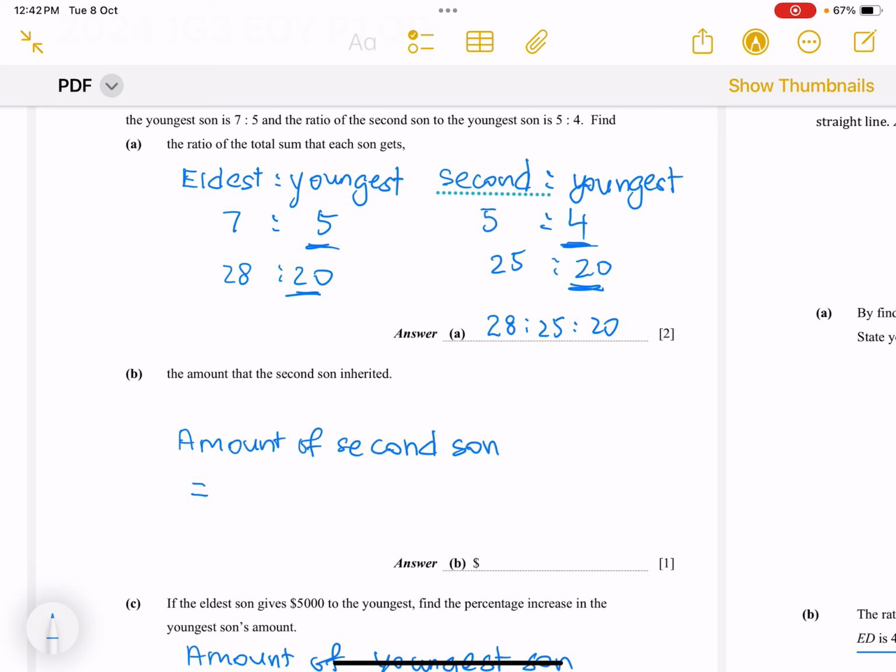Now to find the amount of the second son, the second son has 25 parts out of a total of 73 parts. So we have 25 out of 73 multiplied by the sum of money, and that gives us 125,000.